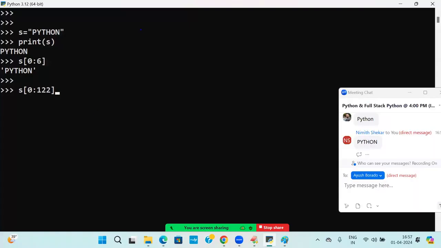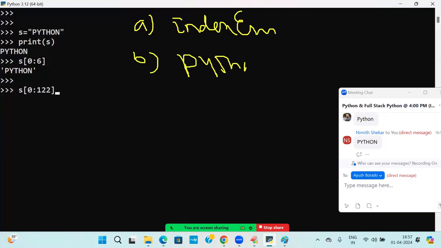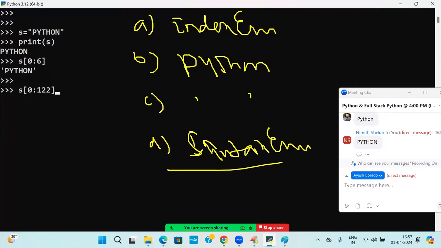So, option A, index error. Option B, Python. Option C, what do you know? Space. Option D is invalid, that is called a syntax error. Come on, quickly. Python.